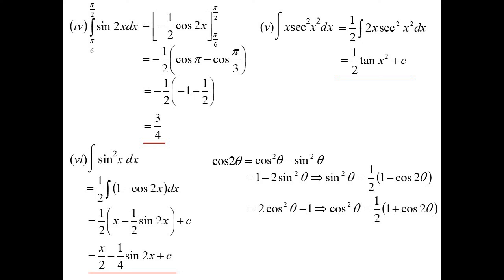Minus a half sine 2x. Whether you expand that out or not, it's up to you. I mean, the second last line is probably good enough for an answer there.